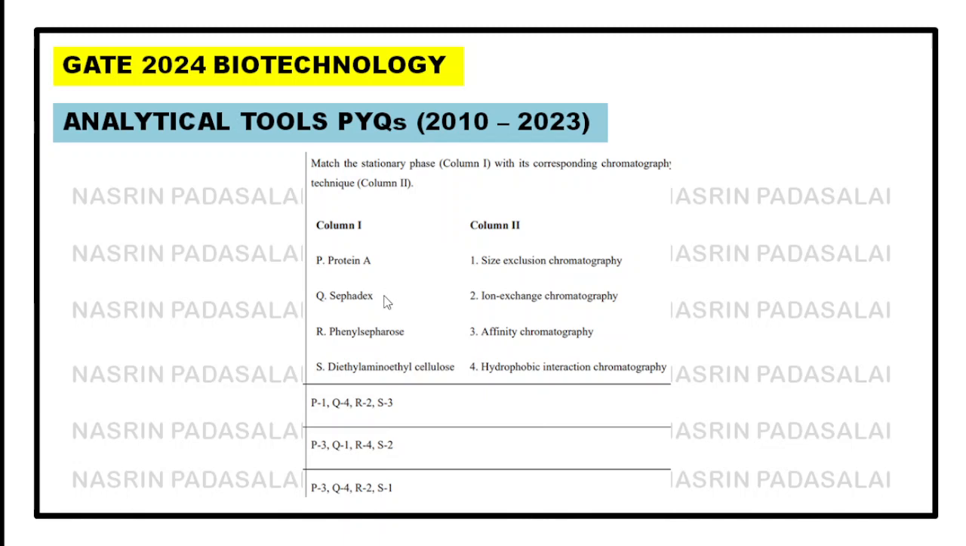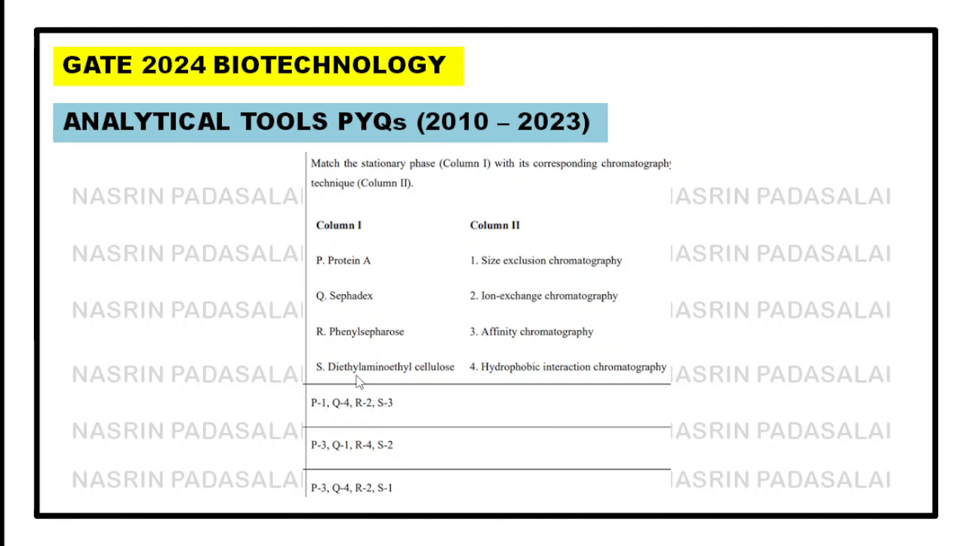Next is Sephadex. Sephadex is used for size exclusion chromatography, which is also called gel filtration chromatography. Phenyl sepharose is used in hydrophobic interaction chromatography. Whereas diethylaminoethyl cellulose is an anion exchanger, and it is used for ion exchange chromatography. Protein A, affinity chromatography.